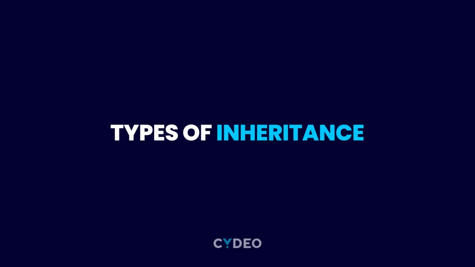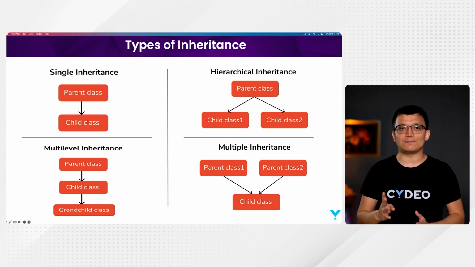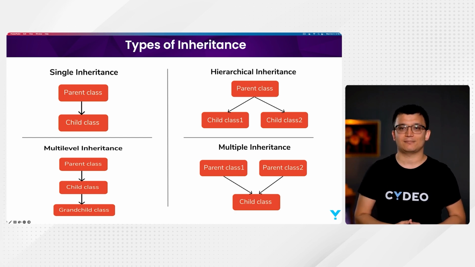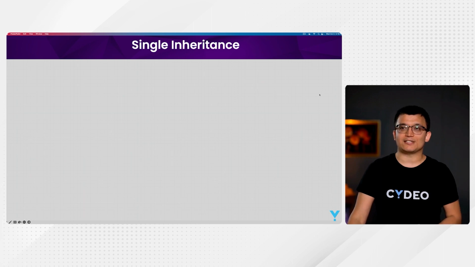We are going to talk about the types of inheritance in Java. So there are 4 types of inheritance in Java. We have single inheritance, hierarchical inheritance, multi-level inheritance, and multiple inheritance. Okay. So the single inheritance.